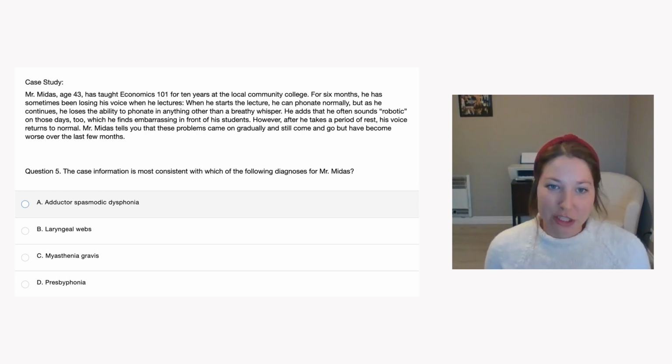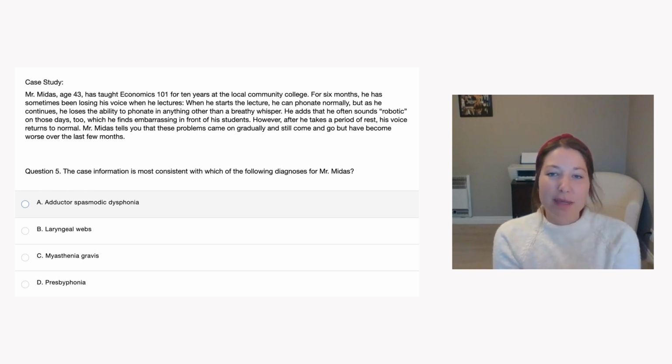Let's look at answer A, adductor spasmodic dysphonia. That results from inappropriate closure of the vocal folds, and it's going to cause strained and strangled vocal quality. So if you think about the vocal folds coming together inappropriately, too much, at the wrong times, it's going to be really tight in there. We're going to sound strained and strangled. That's not really what our patient's complaining of.